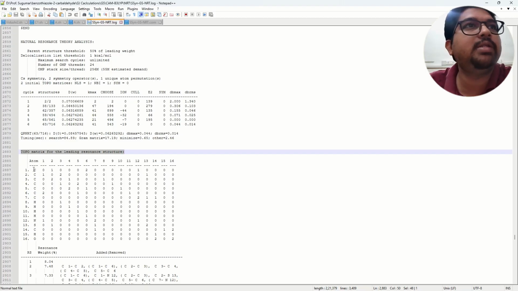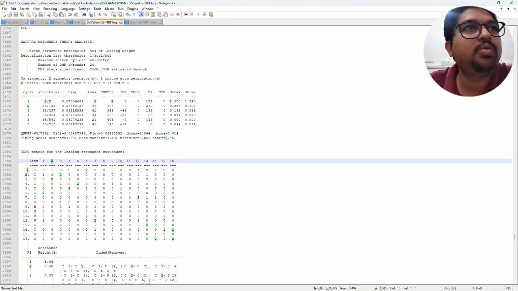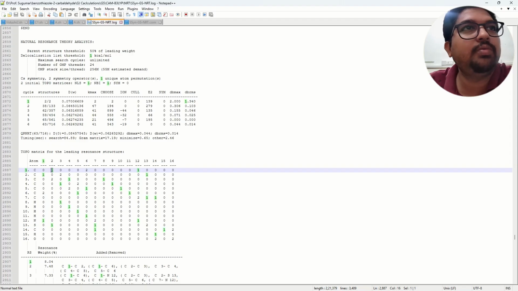So what it means is, here these are the atoms, and here you can see the labeling in your molecule. Atom number 1 is carbon. Atom number 1 is not connected with atom number 1, because that is a self atom, right? But atom number 1 is connected with atom number 2, here you can see this is 2, with a single bond.